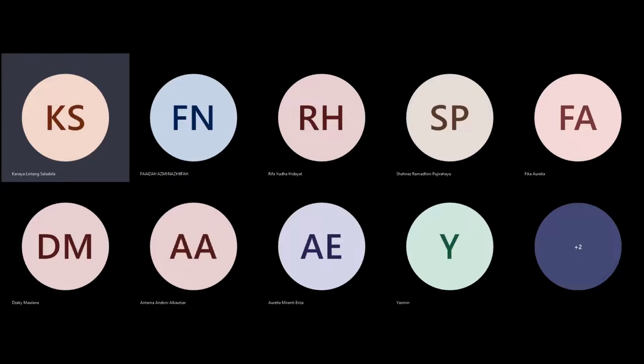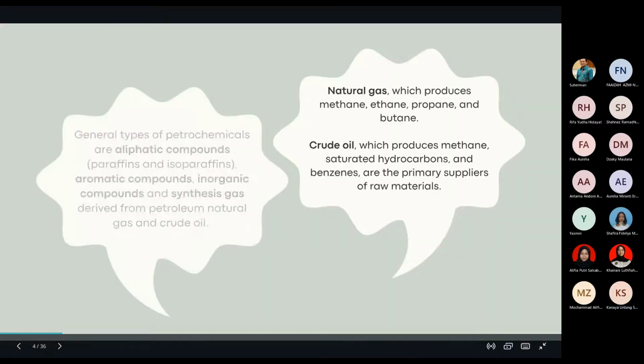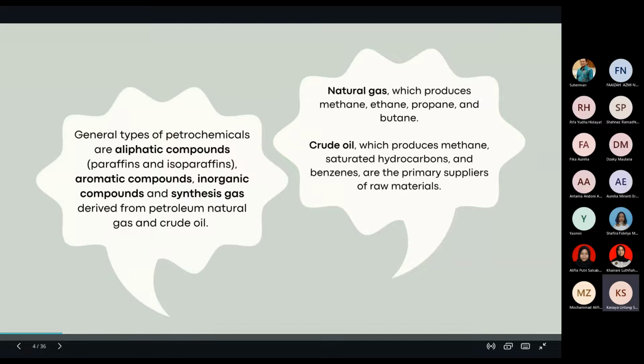are utilized in the manufacturing of chemicals and pharmaceuticals. So general types of petrochemicals are aliphatic compounds such as paraffin and isoparaffin, aromatic compounds, inorganic compounds, and synthesis gas derived from petroleum, natural gas, and crude oil. Natural gas produces methane, ethane, propane, and butane, and crude oil produces methane, saturated hydrocarbons, and benzenes, which are the primary suppliers of the raw materials.